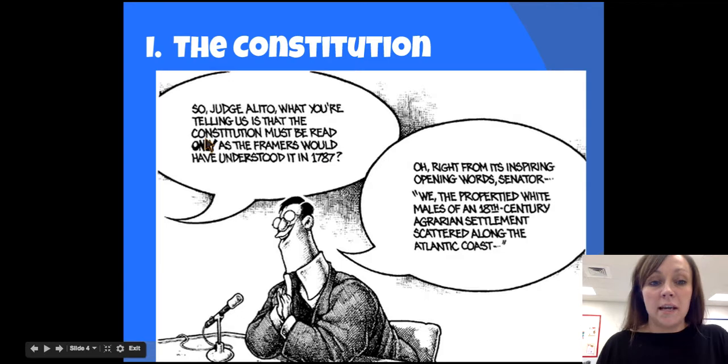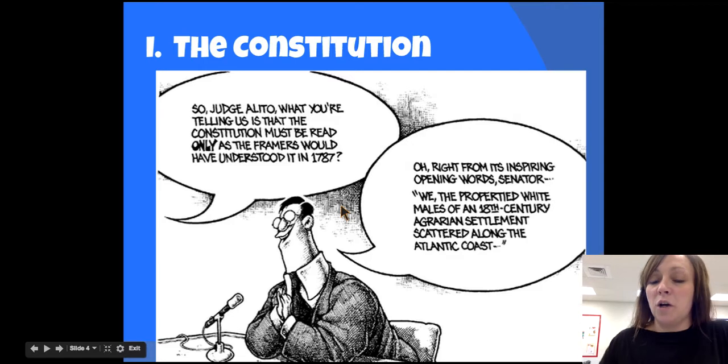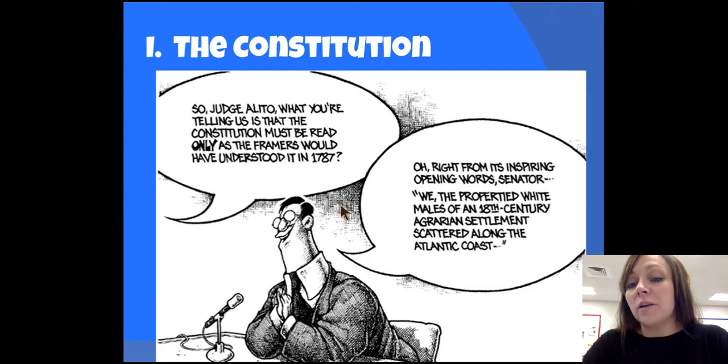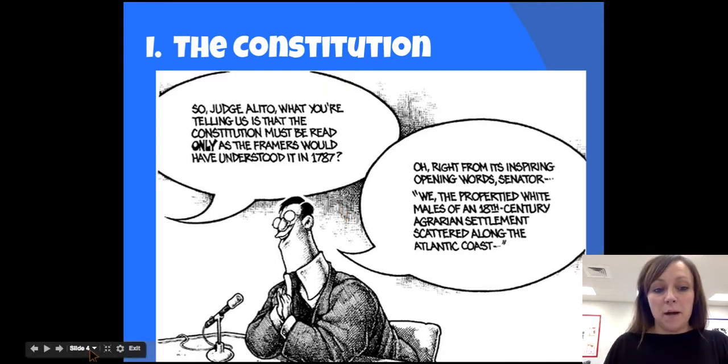So the senator is saying, "So Judge Alito, what you're telling us is that the Constitution must be read only as the framers would have understood it in 1787." And Judge Alito says, "Oh, right from its inspiring opening words, Senator, we, the propertied white males of an 18th century agrarian settlement scattered along the Atlantic coast," and he goes on from there. Now, we know that that is not exactly what the Constitution says, but based on this political cartoon, I want you to think about if Samuel Alito would be considered a loose constructionist or a strict constructionist. And we will discuss the correct answer to that in class.